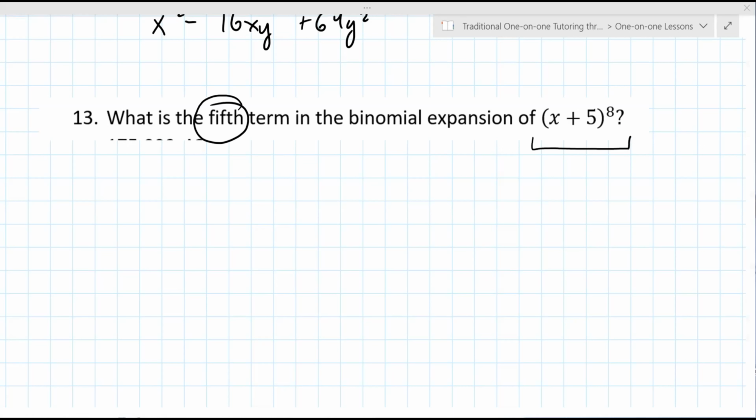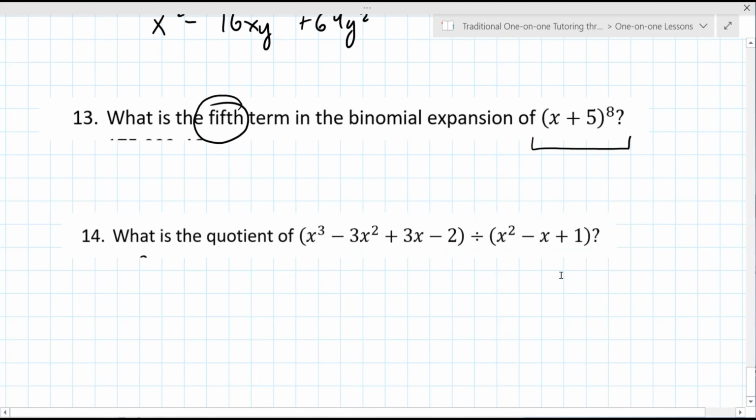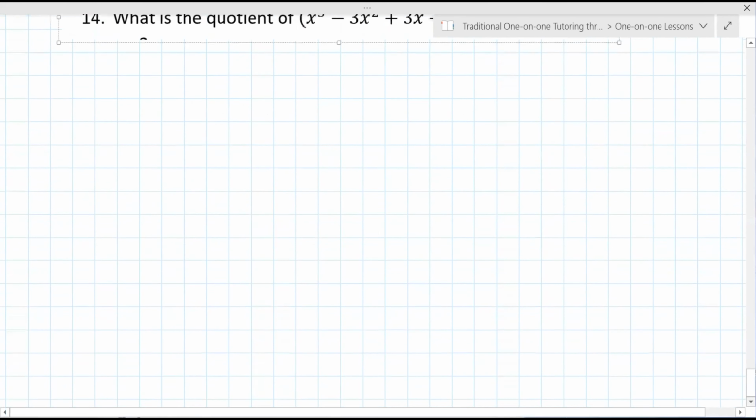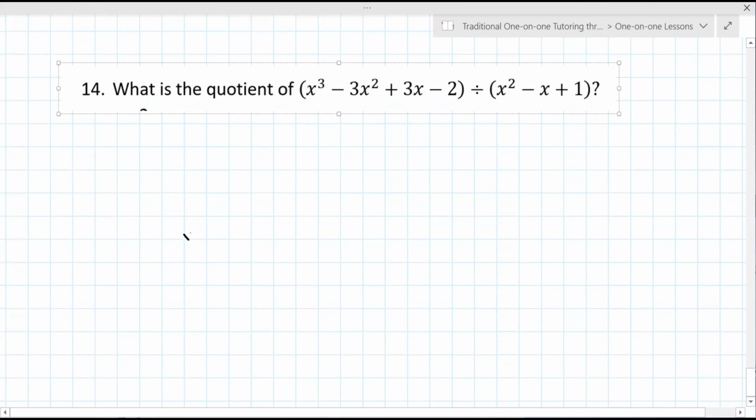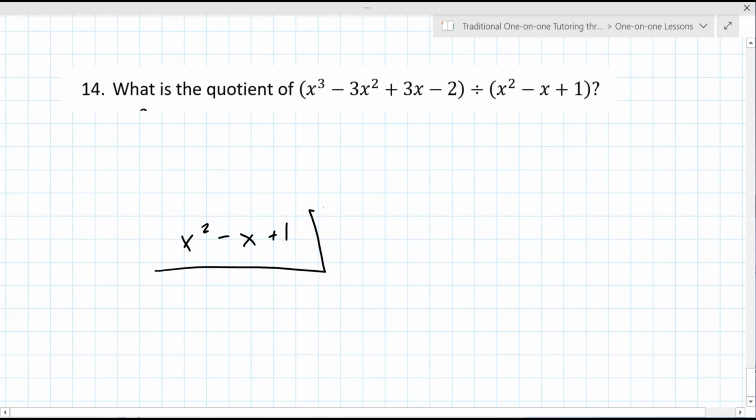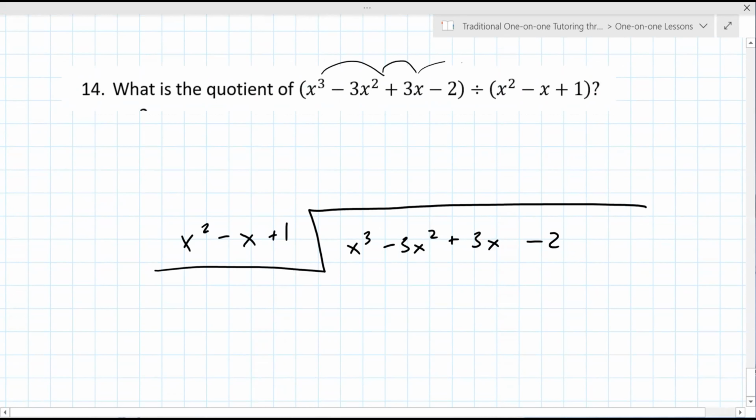All right, let's move to 14, which is another polynomial division problem. Yes. And these are good to do. Like these you have to do most of the time. You have to do them by hand. X cubed minus 3x squared plus 3x minus 2. Now notice that these go down and they're just fine in a descending order.